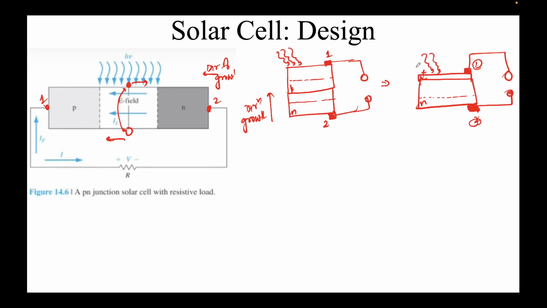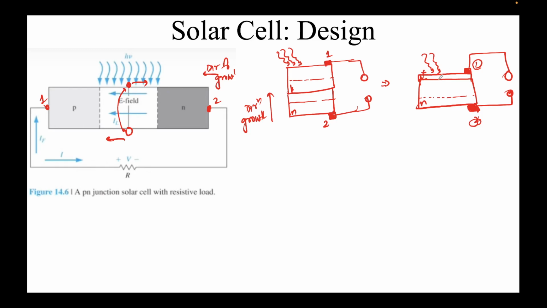So we dope p slightly positive, n is, let's say, moderate doping, so the depletion region extends on this side, and only this p is thin enough. So that's how, and with this configuration, now we can operate this solar cell to a reasonable degree.